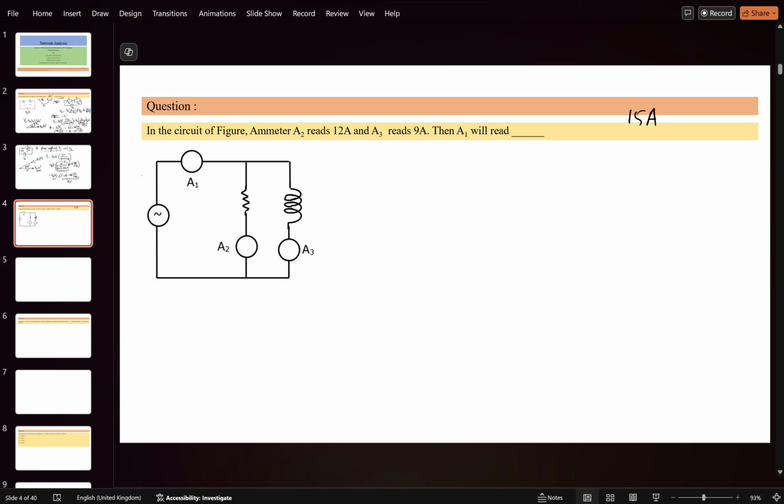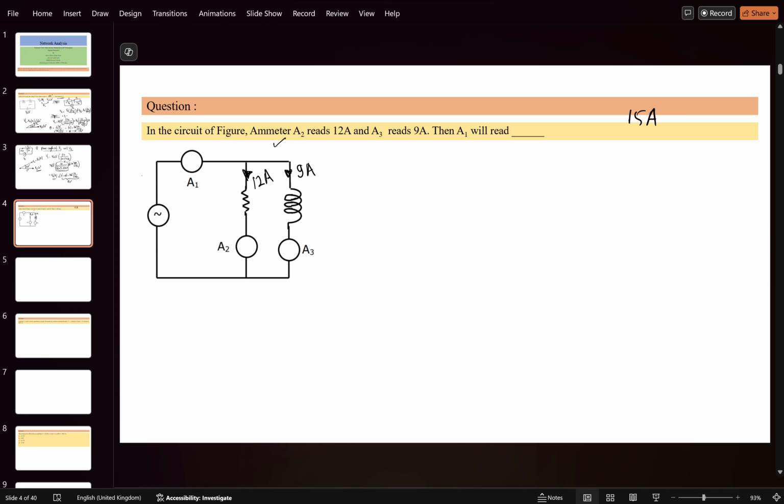Okay, let me give the solution for this. Let's analyze the circuit first. There are different ammeters, which measure the currents. The ammeter A2 reads 12 amps, which means a 12 amp current in magnitude terms. The ammeter A3 reads 9 amperes, meaning 9 ampere magnitude is going into A3. The question asks what current the ammeter A1 will read.